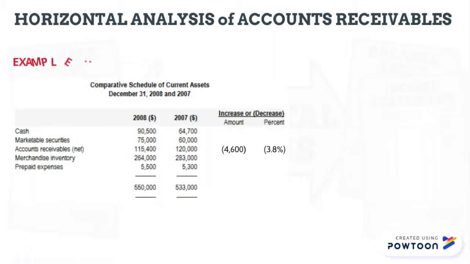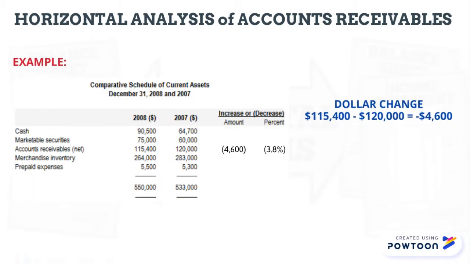For example, the dollar change in accounts receivables for this balance sheet is equal to minus 4,600, and therefore the percentage change equals negative 3.8%, which shows that this company's receivables balance decreased by 4,600 or 3.8% in 2008.